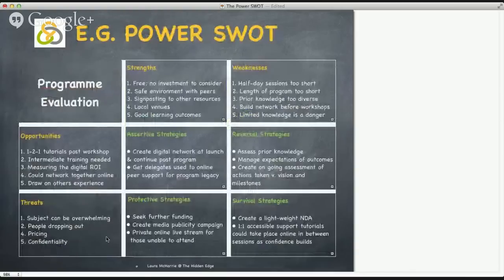This is one I did earlier. I did this with a customer focus group. The idea was to evaluate the program that was being delivered.